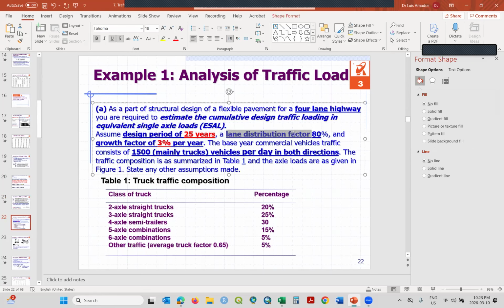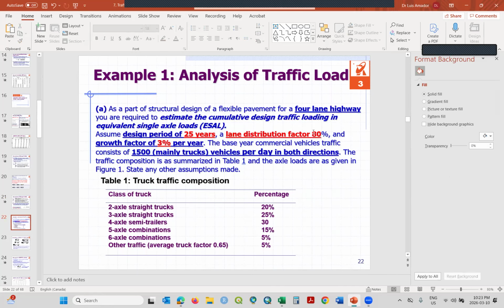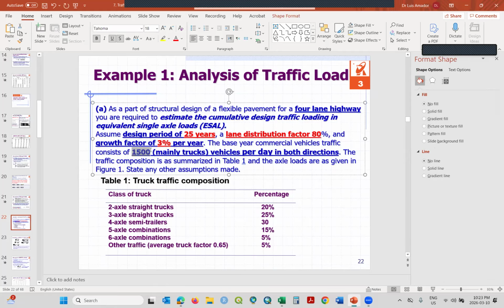We also know that we have a lane distribution factor of 80%. So 80% of the trucks will drive on the low speed lane because of the lane distribution factor. And we also know that we have 1,500 trucks per day, and this is, of course, in both directions.